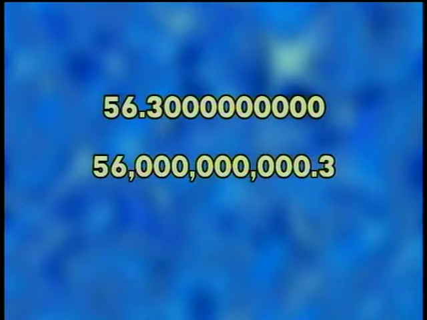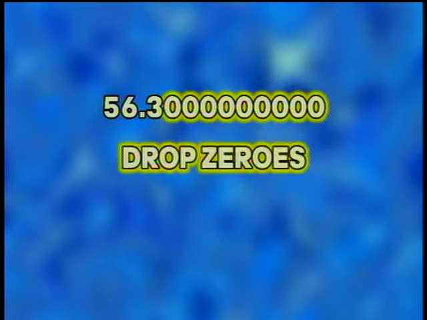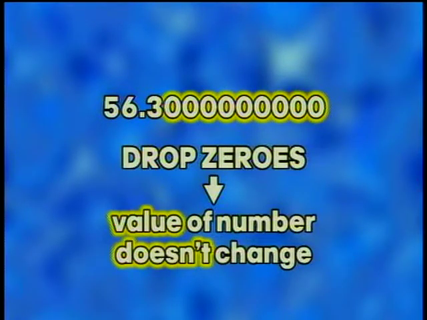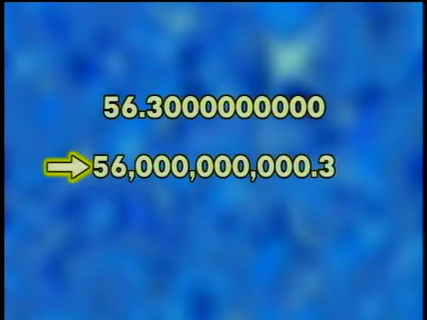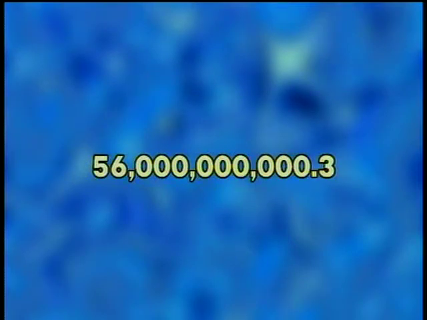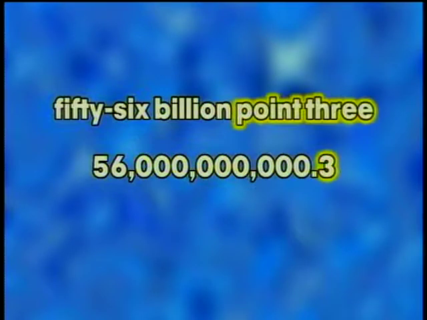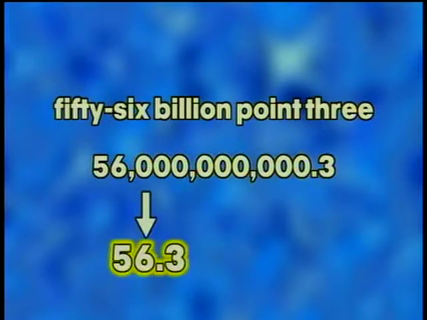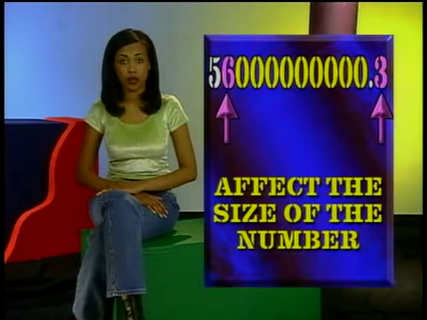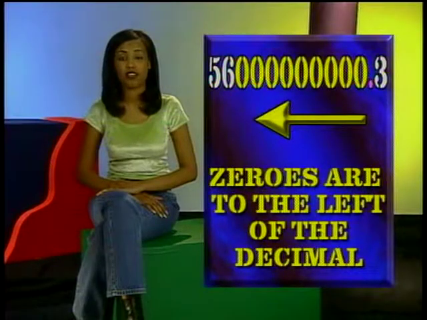What do we mean by that? Well, look at these two numbers. In the first number, the zeros could be dropped without changing the value of the number. The number is still 56.3 after we dropped the zeros. For the second number, this is not possible. The second number is 56 billion.3. If we drop the zeros, it would be 56.3. All the zeros are important in this number. All the zeros between the 6 and the 3 affect the size of the number because the zeros are to the left of the decimal. Now that we've put in a 0, let's go back and add.